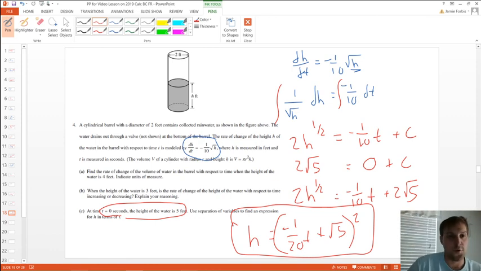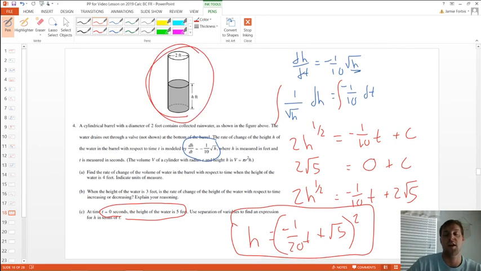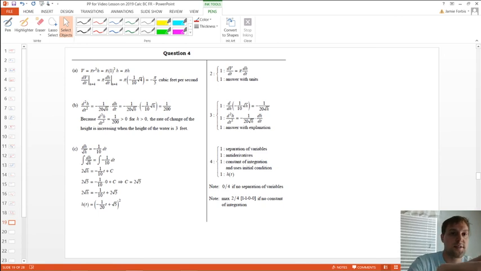So that does it for 3 and 4. I think both those questions were pretty doable. You should be very thankful you were given a cylinder there and not a cone, because we had a constant radius, which simplified things down a little bit. But let's look at the answer key.